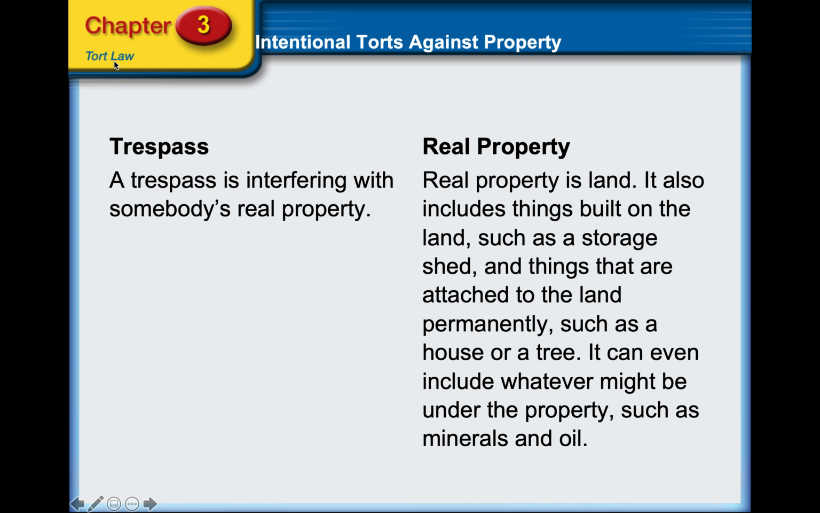When you look at real property, it's land. It also can include things built on the land, such as a storage shed, and things that are permanently attached to the land, like your house or a tree. And it even can include whatever might be under the property, such as minerals and oil.